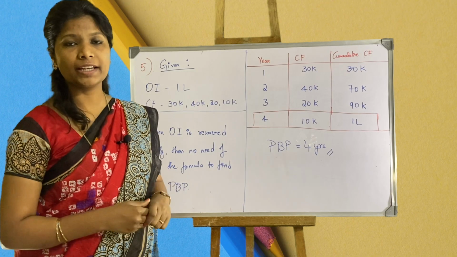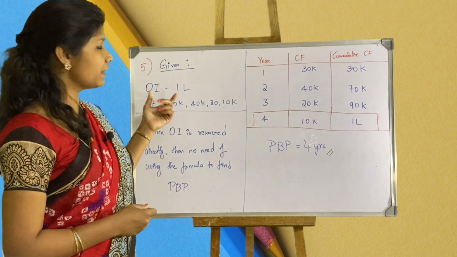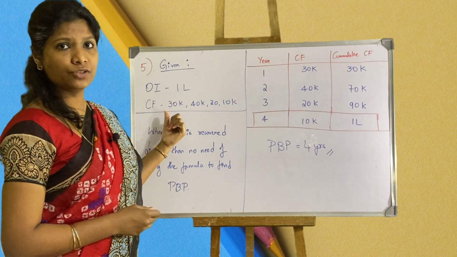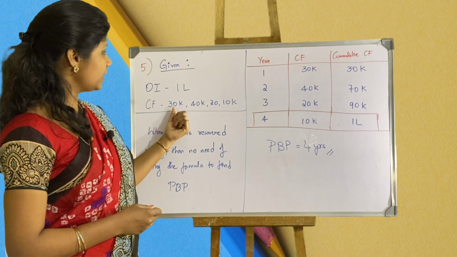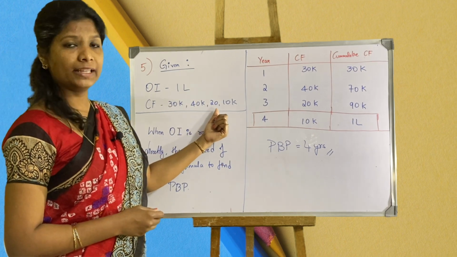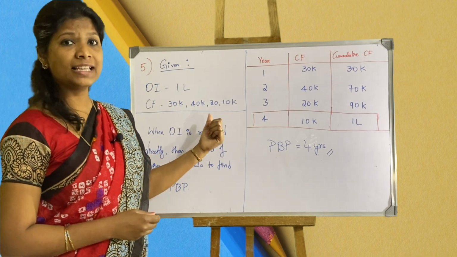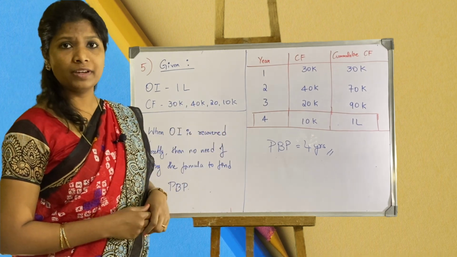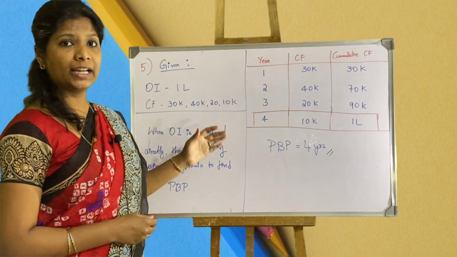Okay, moving on to the next question. Question number 5. The given information is original investment rupees 1 lakh and the cash flows for the first 4 years are 30,000, 40,000, 20,000 and 10,000. That means it is uneven cash flows. Every year you're getting a different amount of cash flow. So how do we solve the uneven cash flows?